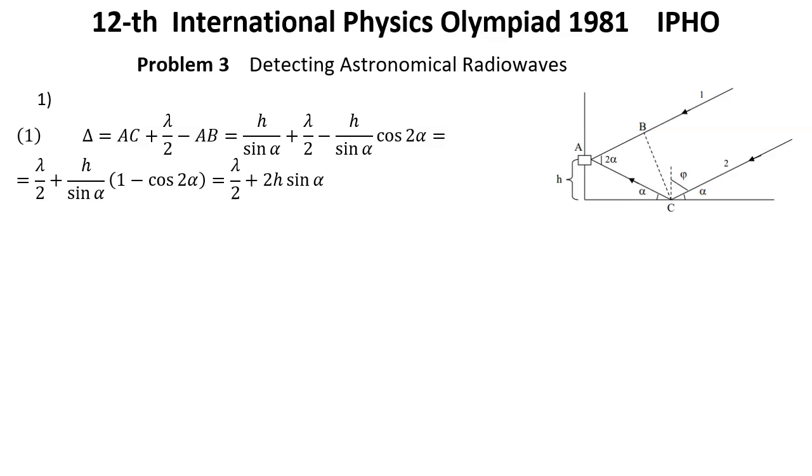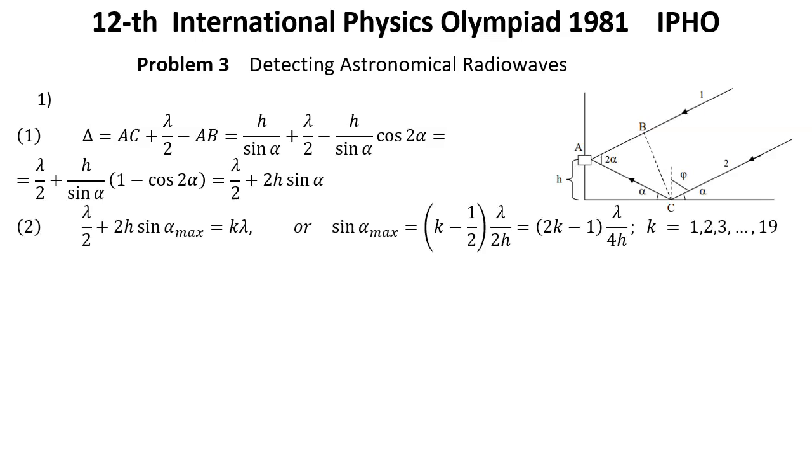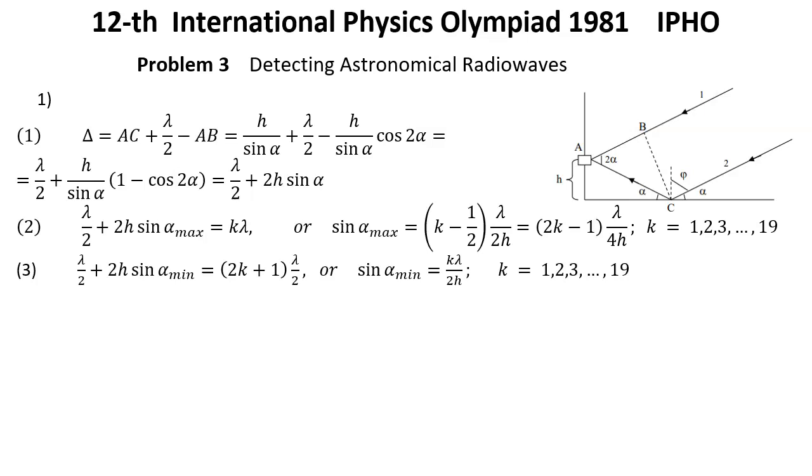The condition for interference maximum is lambda over 2 plus 2h sine alpha maximum equals k lambda, or sine alpha maximum equals 2k minus 1 multiplied by lambda over 4h, where k equals 1, 2, 3, etc. till 19. The difference of the optical paths cannot exceed 2h, therefore k cannot exceed 19. The condition for an interference minimum is lambda over 2 plus 2h sine alpha minimum equals 2k plus 1 multiplied by lambda over 2, or sine alpha minimum equals k lambda over 2h, where again we have k equal 1, 2, 3, etc. till 19. So that was a solution for the first question.